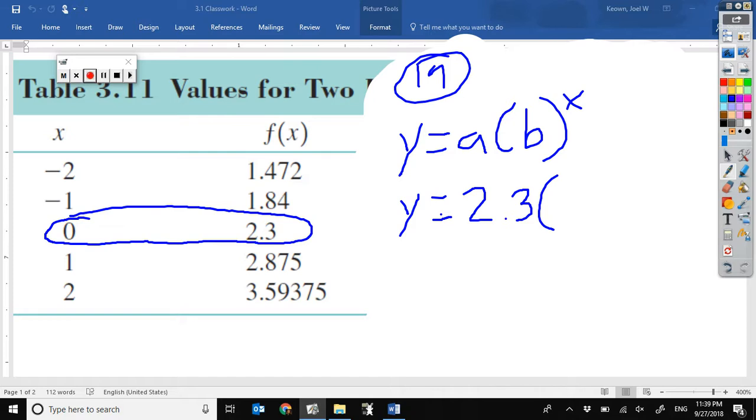Next, I find the b. I just take any number and divide it by the previous one. So if I erase this right here, pull my calculator out. If it works, it might actually not. Go for my other calculator.